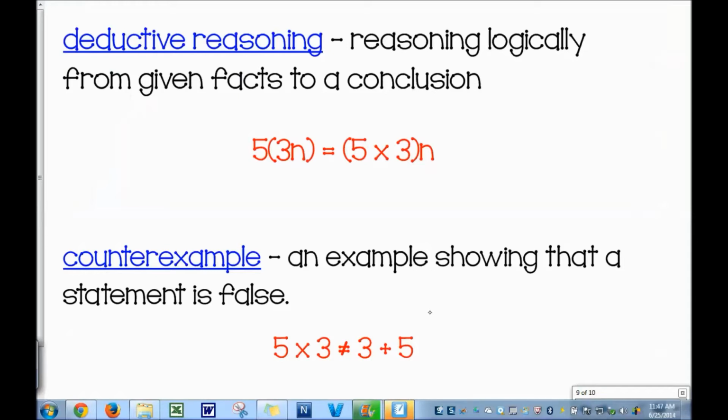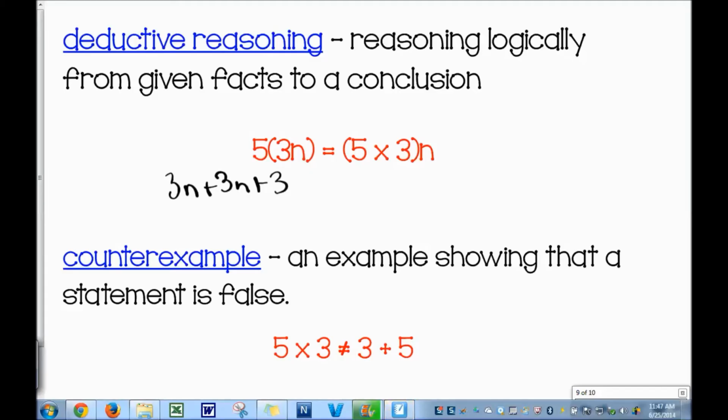What we've been using is something called deductive reasoning. It's reasoning logically from given facts to a conclusion, like when I was proving each of those properties. So 5 times 3n, that's like I have 3n plus 3n plus 3n plus 3n.